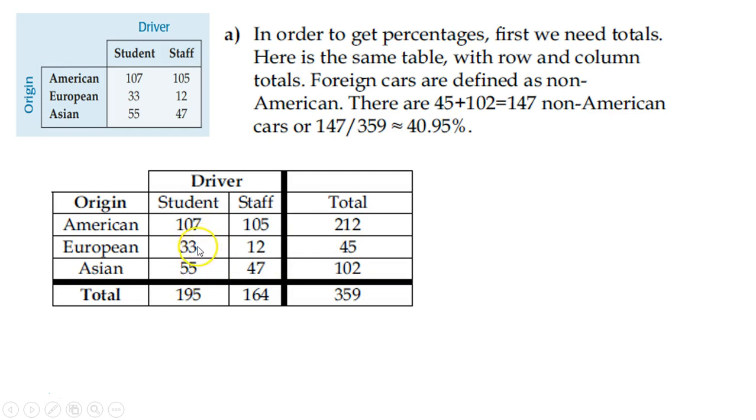And by that I mean it looks like more student drivers have European vehicles than staff as a whole. But 33 divided by 195, around 17% of drivers that are students have European cars, whereas 12 divided by 164, 7%. So there does seem to be a pretty big discrepancy there. It seems like a little bit more European cars for students is basically what's happening.